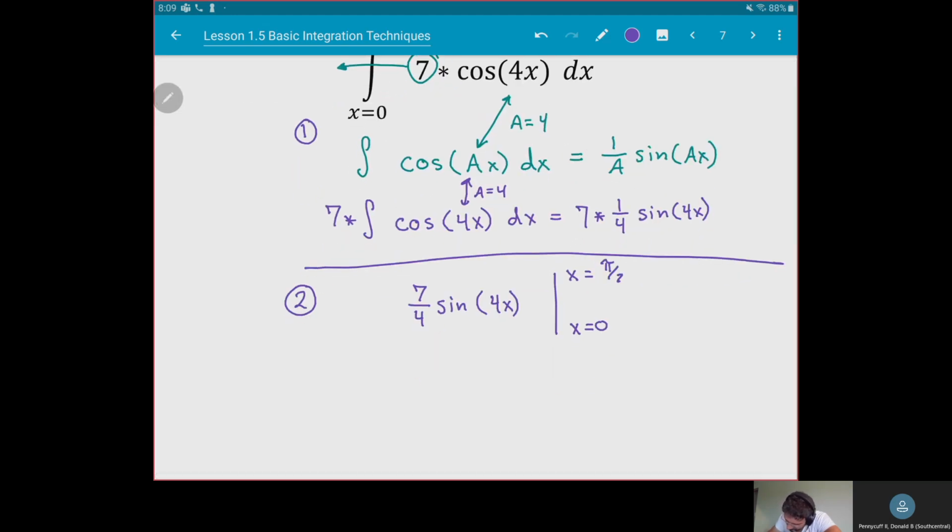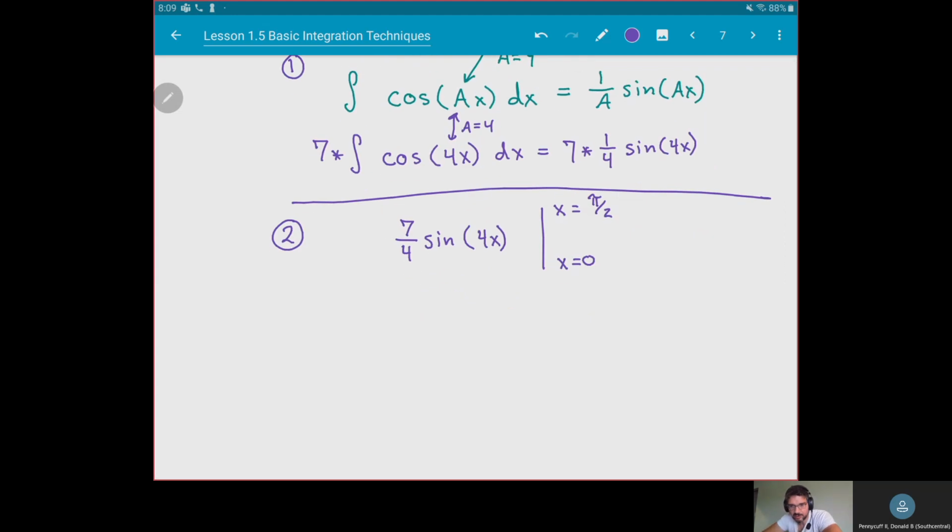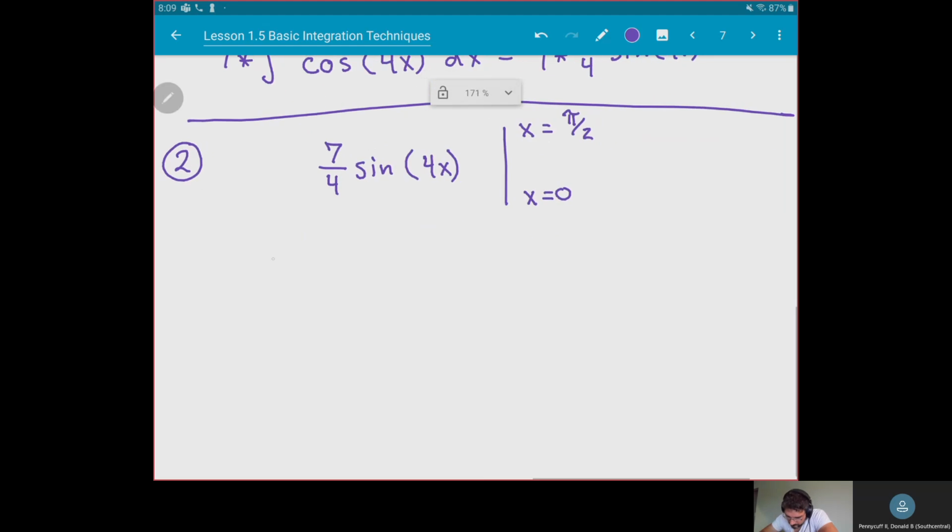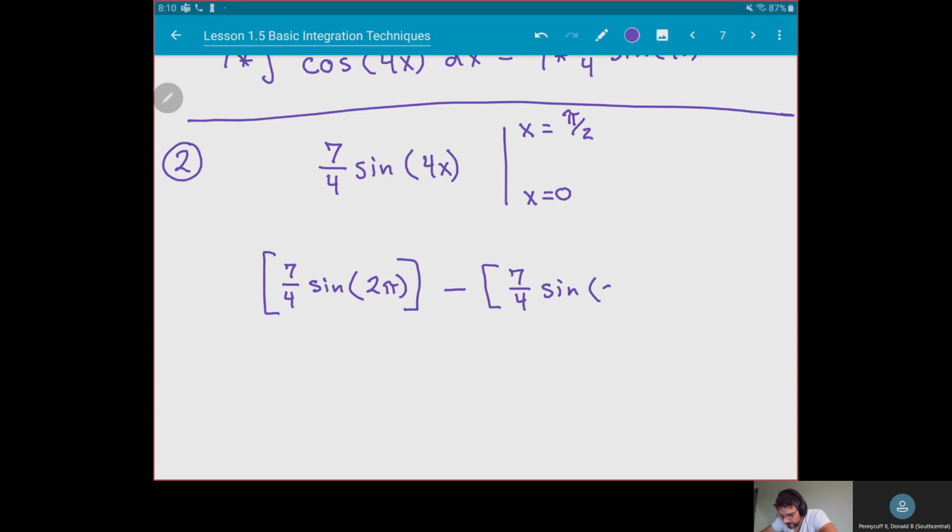Now, when you're doing trig in this section, you need to be in radians. If you see pi anywhere, you're in radians. If you see a degree symbol, you're in degrees. Okay, so you do want to keep that in mind. And now I'm just going to plug this stuff in, and that's 7 over 4 sine of 2 pi minus 7 over 4 sine of 0. Part of me wants to think this is going to work out to be 0. Let's make sure I'm in radians, which I am not, so that was good.